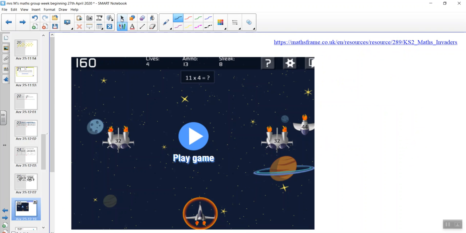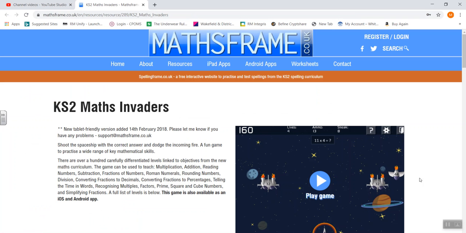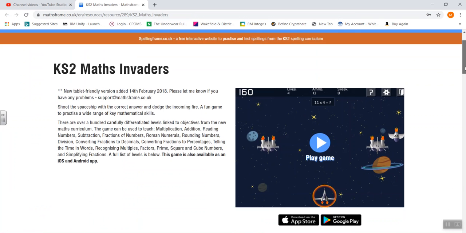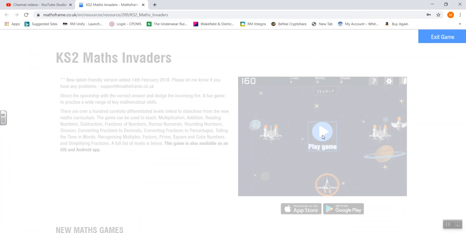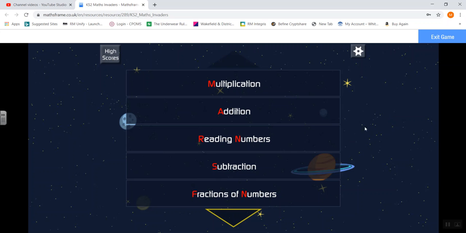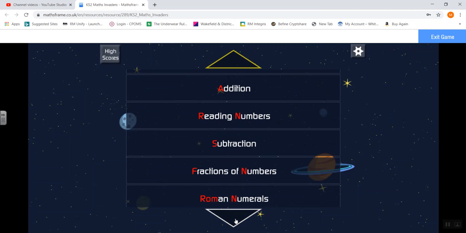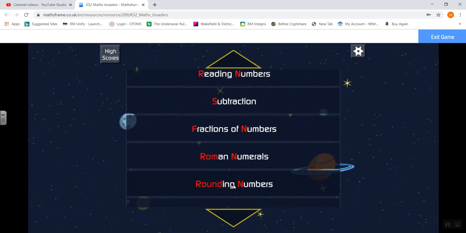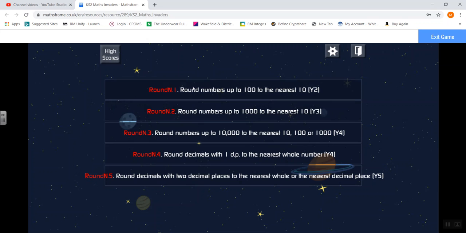Okay, so for the rest of our maths lesson today, we're going to play this game. You can find it at mathsframe.co.uk and then you'll find the free resources. When you click on the game, it will look like this, and then you'll need to click on the game again. Now you have choices. You can see it doesn't say rounding yet, so you need to scroll down until you find the rounding game. Then you've lots of choices.